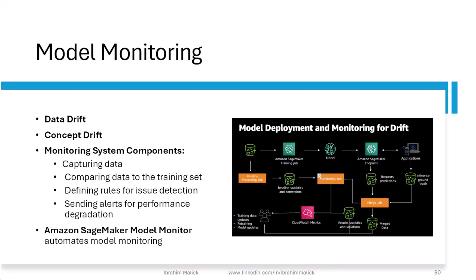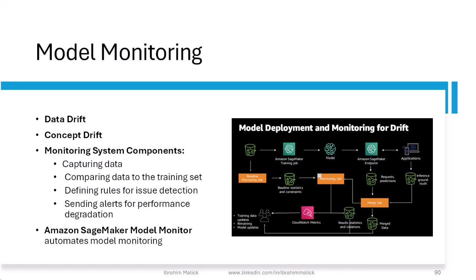So let's talk about monitoring. No matter how great a model initially performs, its performance can degrade over time due to data quality and model bias issues. So the final stage in the ML lifecycle involves monitoring the model's performance in production. The key concepts in monitoring would be data drift, which means significant changes in data distribution compared to the training data, right?